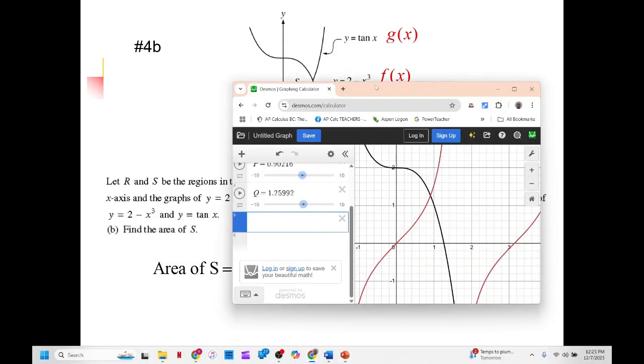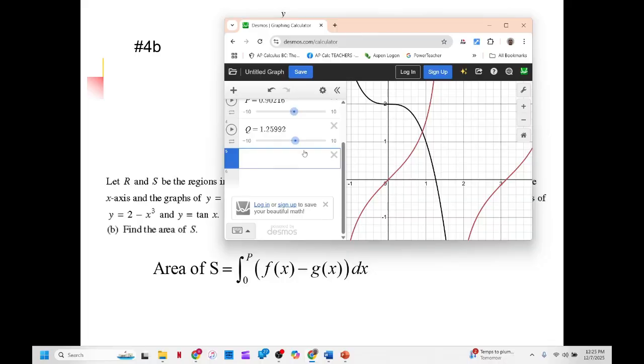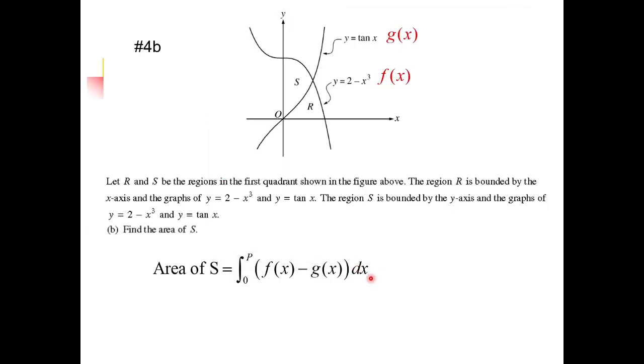So let me move this so I can see what I have here. Integral 0 to p, and I'll open a parentheses, f of x minus g of x, close the parentheses, dx, and that area is about 1.161 if I round that off.